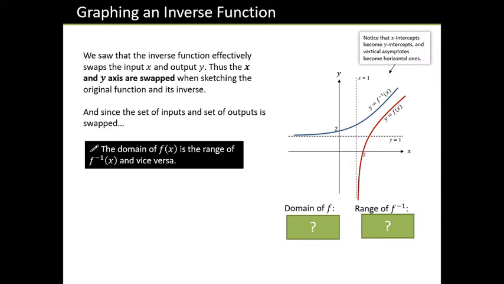What does this mean? This means, as usual in the black box, the domain of your function is the range of your inverse function and vice versa. So the domain of your function is the range of your inverse function, and the range of your function is the domain of your inverse function.